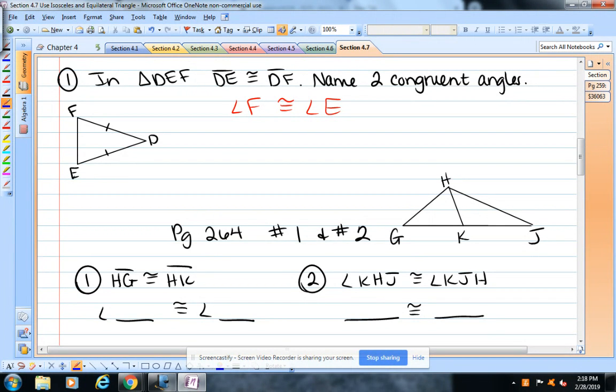So you just have to go by what they tell you and mark it. HG, I'll do it in blue, is congruent to HK, which makes that what kind of triangle? Isosceles. So because of that, I can say two angles are congruent, which would be the base angles of that triangle. I don't need this triangle for this problem. I just need this left side triangle. Now, what two angles are the base angles here? G and K. Because H is the vertex angle, it's between them, so the other two are the base angles, right? So I can say angle G is congruent. Does that make sense?